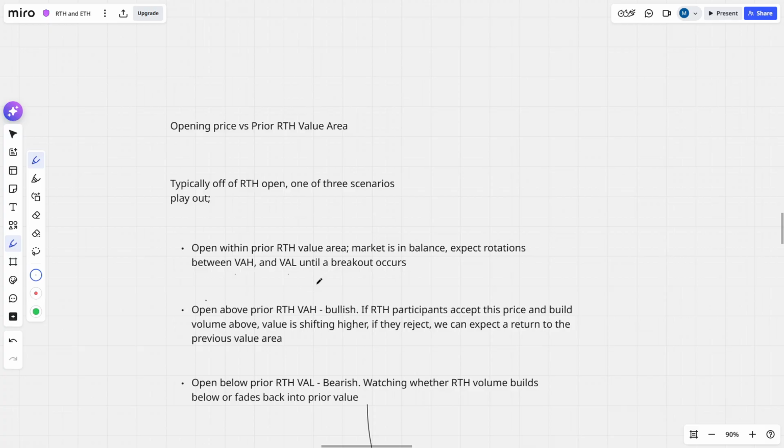That infers that the market is bullish, and that if RTH participants want to accept these prices above, and we can see this volume building, we would expect a move higher, and if not, we can expect them to return to the previous value area, which can be the point of control or just another area of high volume.